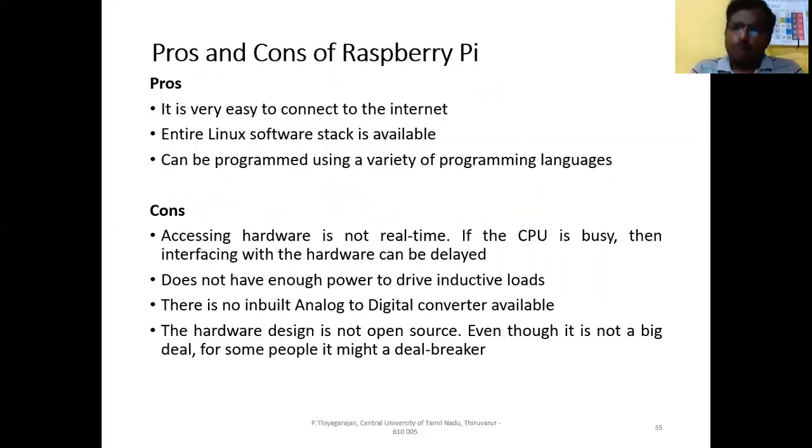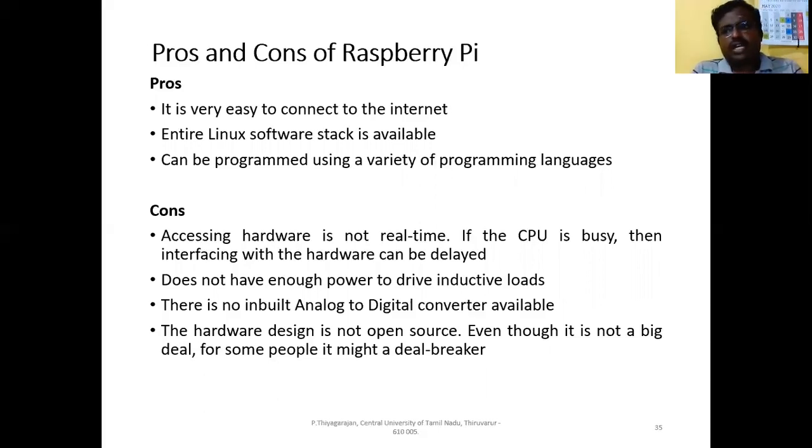This is one of the pros of using the Raspberry Pi. If you use the Raspberry Pi, it will be easy for us to connect with the network. And as I said, Raspberry Pi is much more comfortable with Linux software and operating system. And this Raspberry Pi can be programmed with any language, including Python.